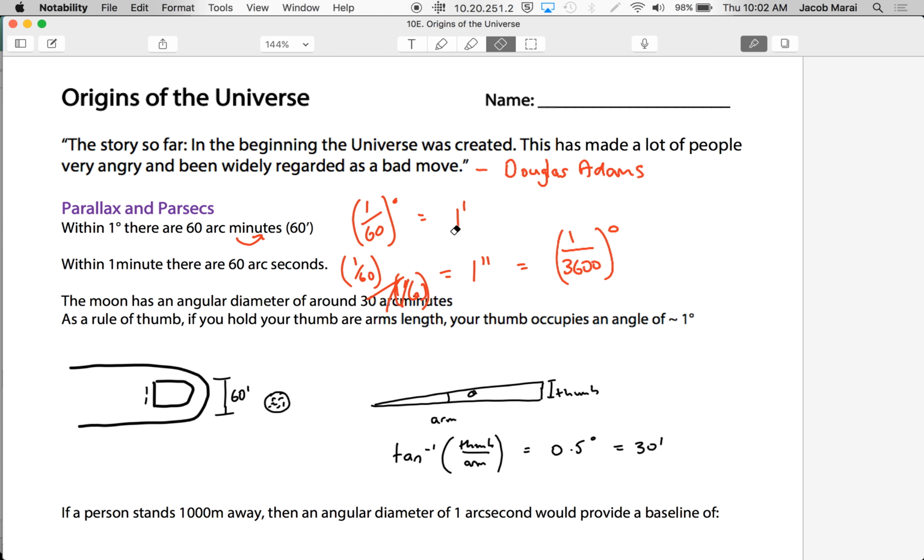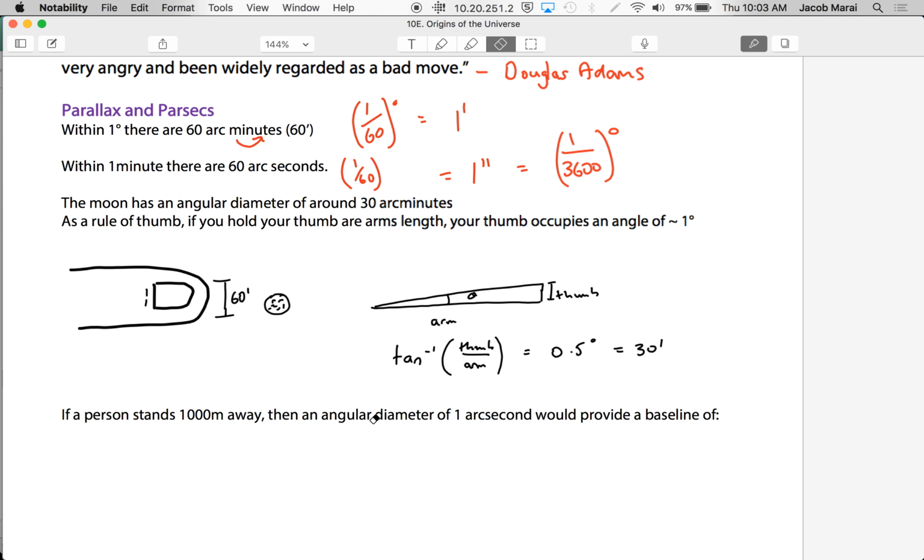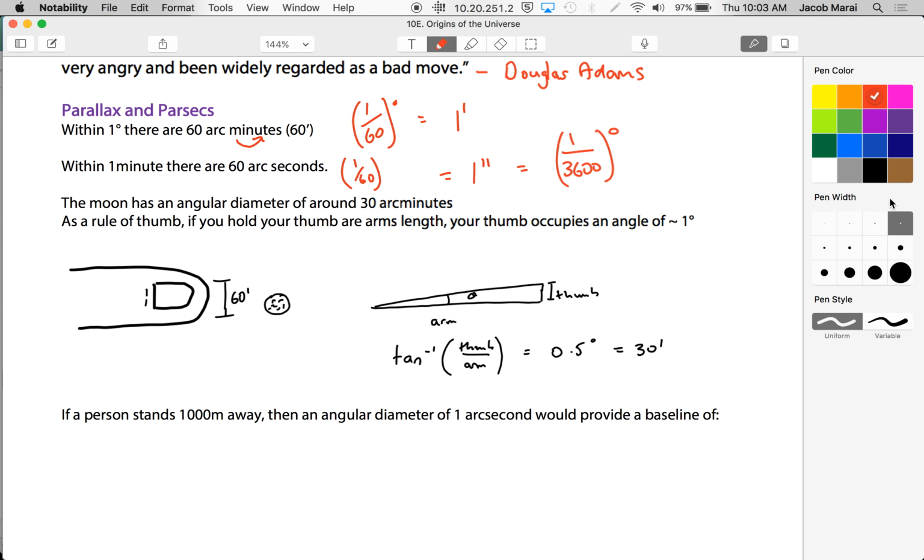Okay? The moon, as a rule of thumb, is about half a degree in the sky. So if you go outside and look up at the moon, put your thumb at arm's length, the moon would be roughly half the size of your thumb. It occupies an angle of 30 arc minutes or half a degree. Okay? So there is a diagram of the moon. I might make it a lovely grey colour.